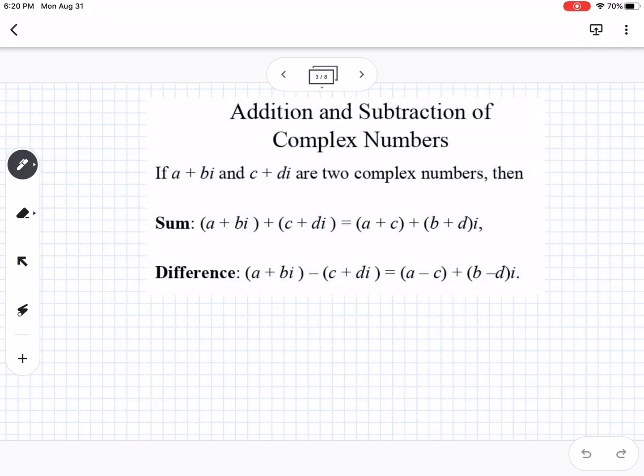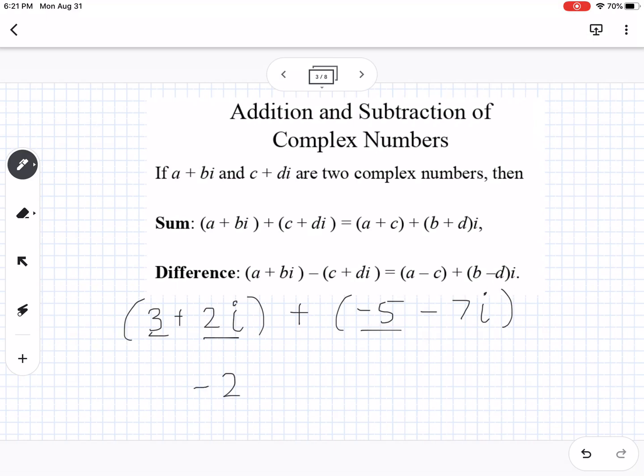The A is the real part and the BI is the imaginary part. So addition and subtraction. Basically if you have A plus BI and C plus DI, you're going to combine the real parts and you're going to combine the imaginary parts. So for example, if we had 3 plus 2i plus negative 5 minus 7i, we're going to combine the 3 and the negative 5, and we get negative 2. And then we combine the 2i and the negative 7i, and we get minus 5i.